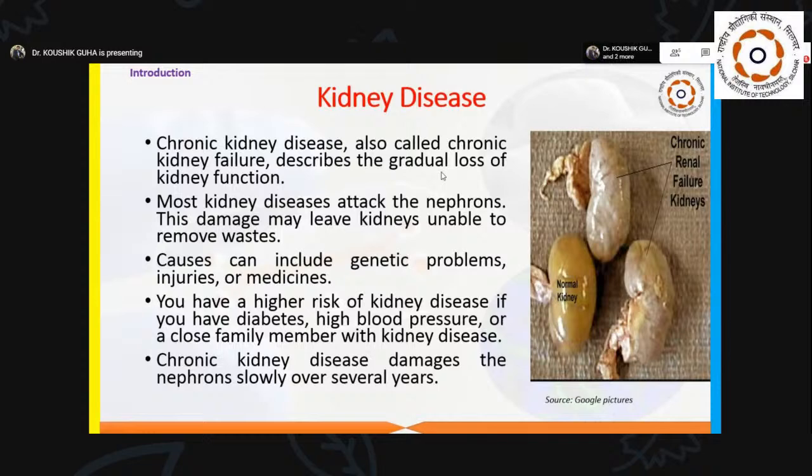So you have a higher risk of kidney diseases if you have diabetes. That's why people are very much concerned about diabetes and high blood pressure, because it can lead to another type of kidney disease.